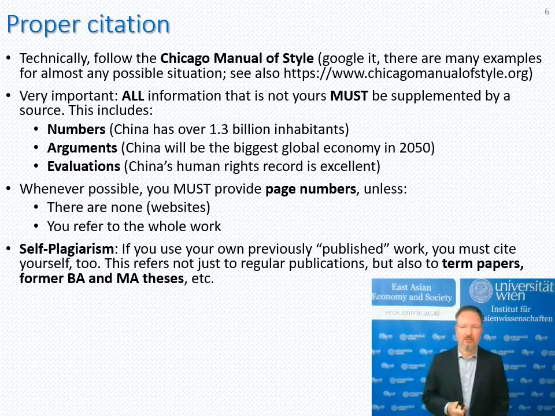Page numbers, that's another thing. I really need to see page numbers, unless there are no page numbers. For example, for websites, there are usually no page numbers, or if you refer to the whole work, like the book by whatever author. I mean, there's no need to provide a page number in that case, but as soon as you take an argument out of that book, you have to provide a page number.